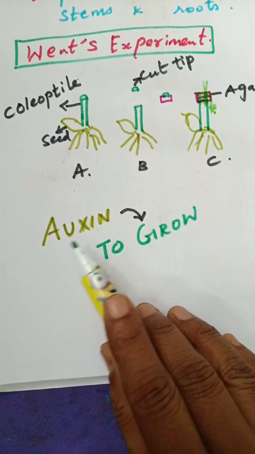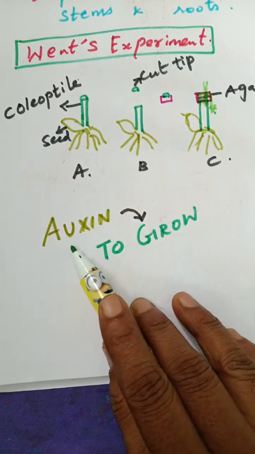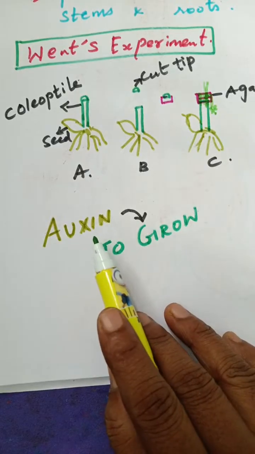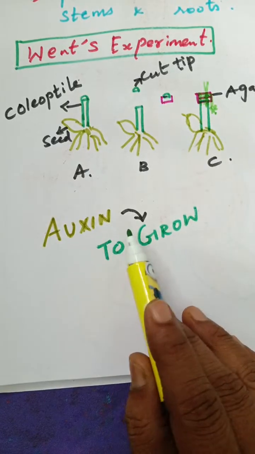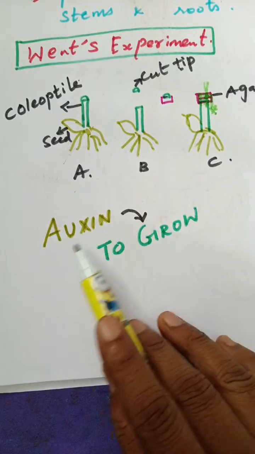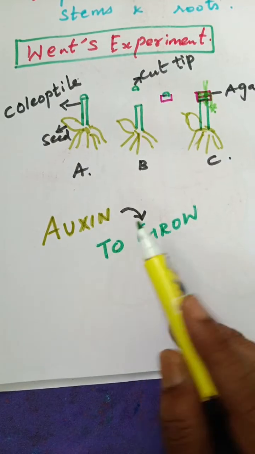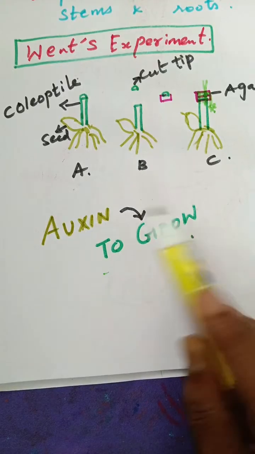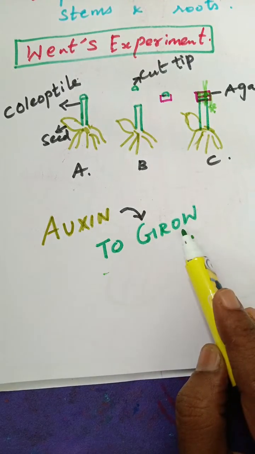Wendt found that it was nothing but the auxin, which initiated the growth by diffusion of chemical substances. So auxins are the chemical substances. It is nothing but to grow. Auxin means to grow. Understood?